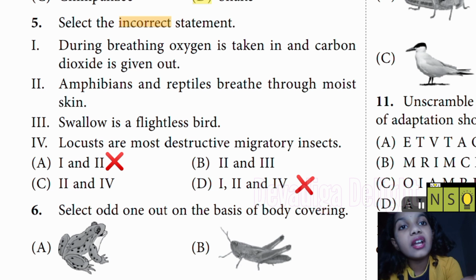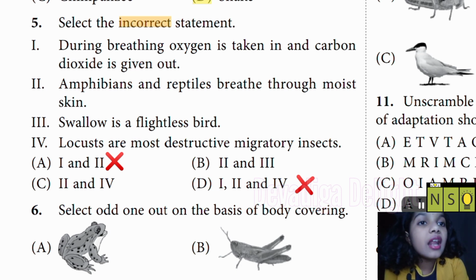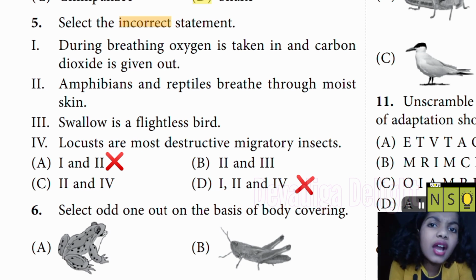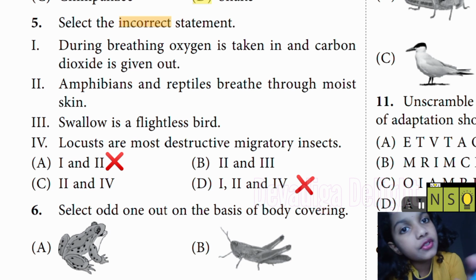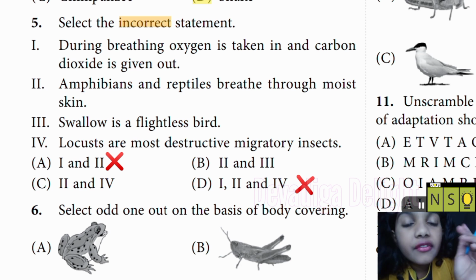Now if you see the second one, amphibians and reptiles breathe through moist skin. Some amphibians like frogs do breathe through moist skin, but reptiles don't breathe through moist skin; rather they breathe through lungs, just like us mammals. So the second one is the incorrect statement.